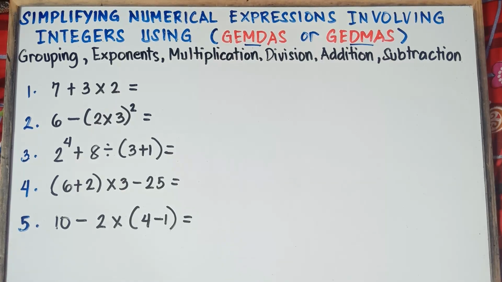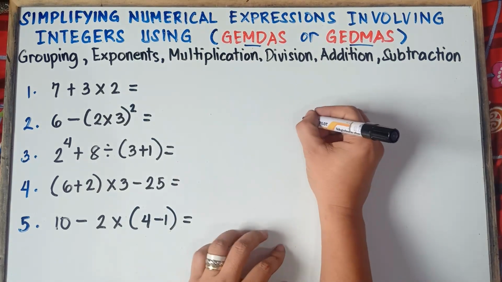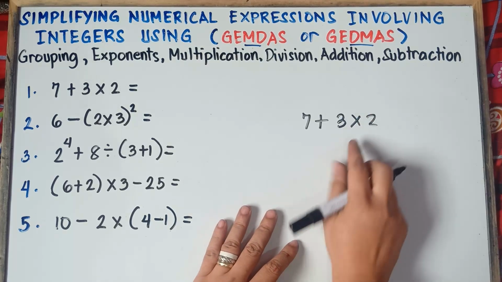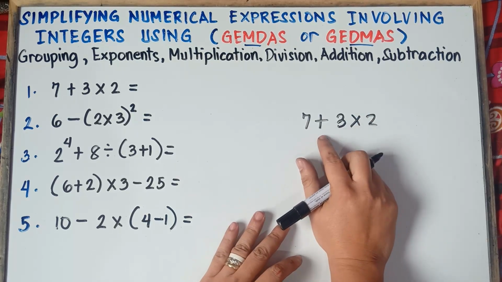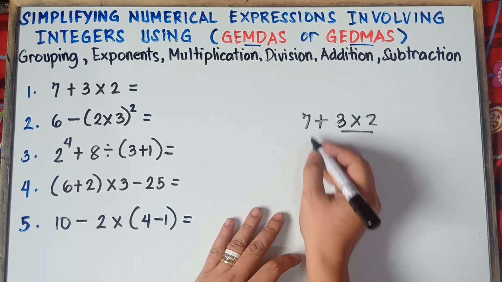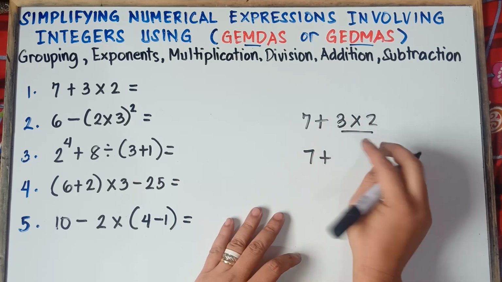We will be answering this one step by step. 7 plus 3 times 2. Once again, multiplication comes first before addition. So we multiply this one first. 3 times 2, that would be 6. So copy 7, copy the plus sign.